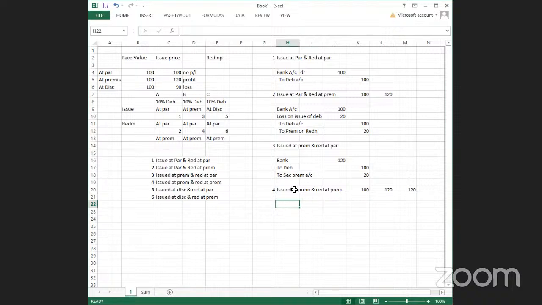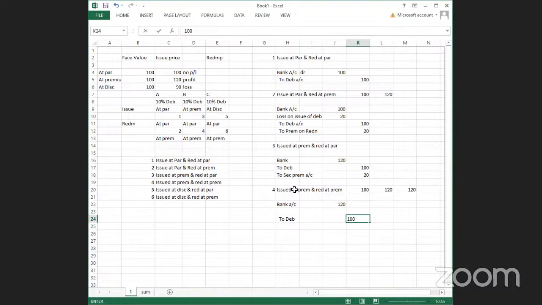Again, your basic entry will remain the same. Bank account debit. You are collecting more. Suppose we are collecting 120 rupees. Two debentures. Against debenture, always write face value. Okay. This is the base entry.